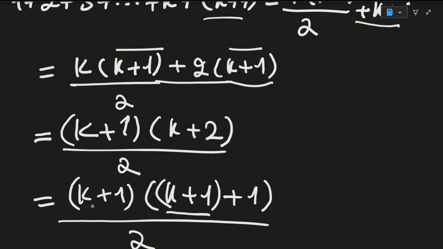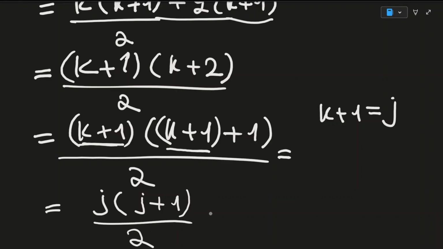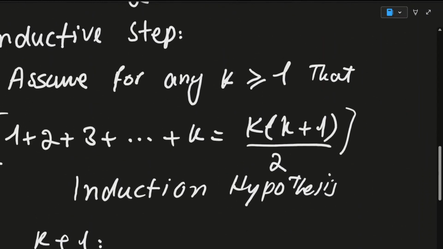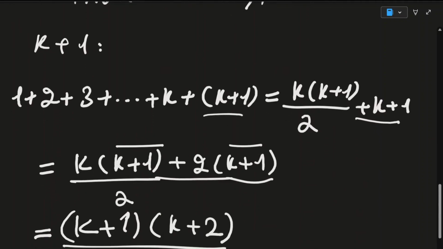So this is the number k plus 1, and if we say that k plus 1 is equal to a number j, then we can say j into j plus 1 divided by 2. So this formula holds for this one. That means it also holds for k plus 1. So that was it, and we will now write a program that will calculate the sum of numbers starting from 1 to any given number n.